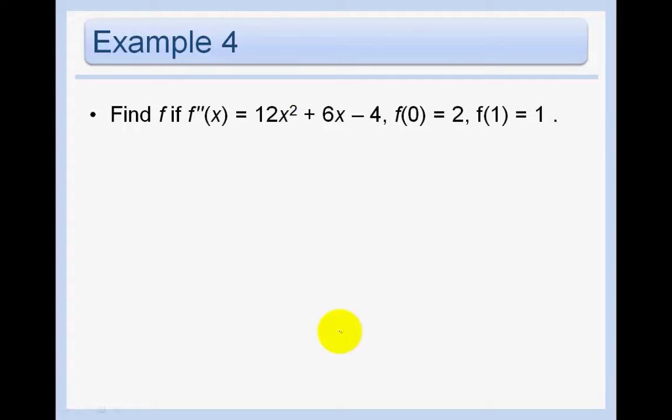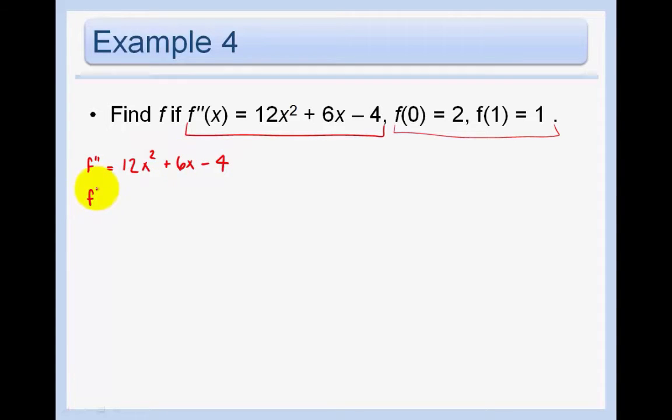So now we want to find f if f prime prime equals this, and I'm given 2 initial conditions. I'm just going to rewrite f prime prime. So the derivative is just going to be, add 1 up there, and then you divide by whatever I had. Add 1 up there and divide. And then just add on an x, and don't forget your plus c. And so f of x, I better simplify this.